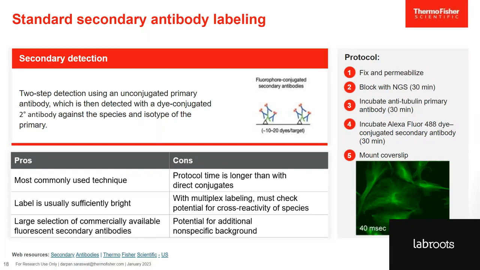You have an additional step. So first you bind with the primary antibody, then the second step is binding with the secondary antibody. So it's a longer protocol time. With multiplex labeling, there are chances of cross-reactivity, and there is also a potential for additional non-specific background.